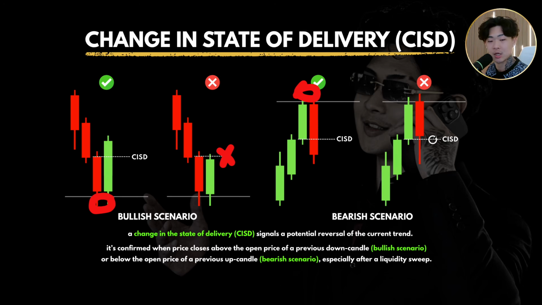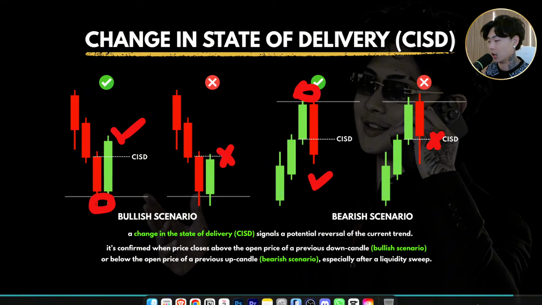Every single one of these concepts I'm teaching you ties together with all the other concepts. And same thing here. Did not close below that open price, so that is not an order block. But in both these cases, these are order blocks because they closed past that open price. That is a change in the state of delivery.